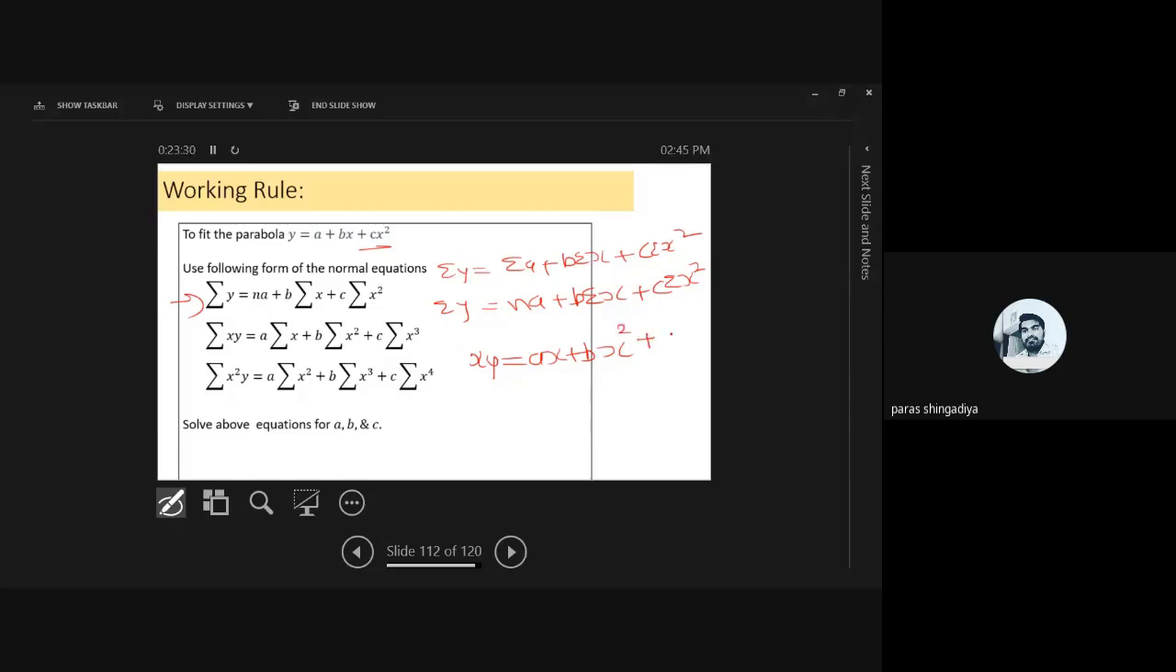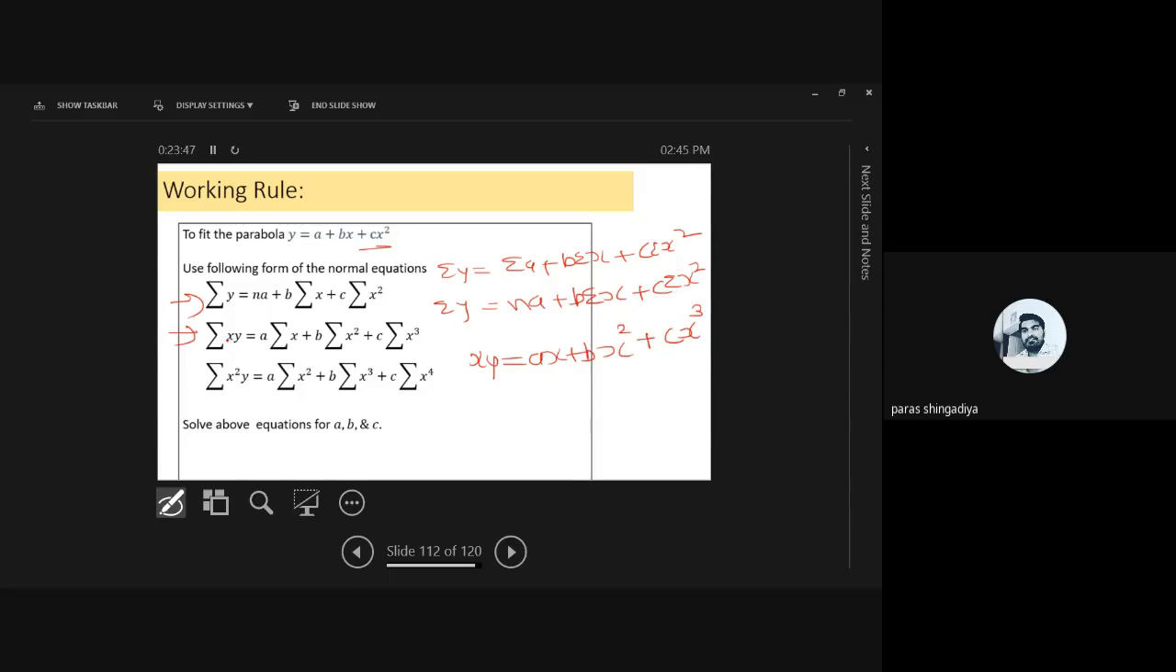bx square plus c x square into x, that is the cx cube. ठीक है, x को मल्टीप्लाई करना है दोनों से. So then after apply sigma, it will be sigma xy is equal to a sigma x plus b sigma x square plus c sigma x cube. That is your second equation.